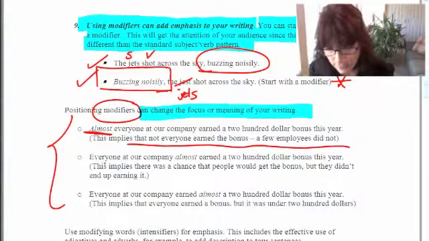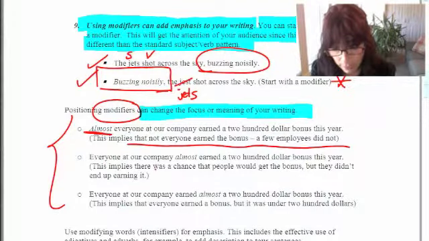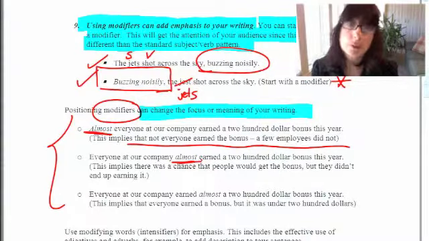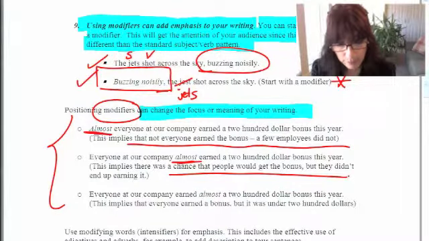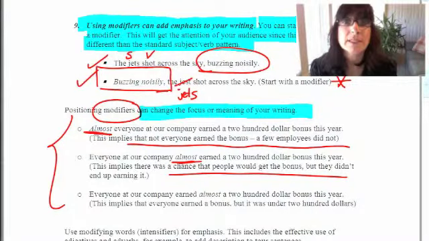So take a look at this second sentence. Everyone at our company almost earned a $200 bonus this year. In this sentence, it's implying that there was a chance that people would get the bonus, but they didn't end up earning it. Everyone at our company almost earned it, but they didn't quite earn it. In other words, nobody ended up earning it.